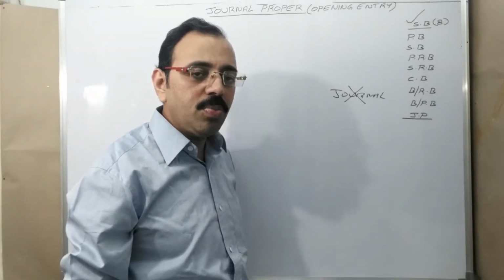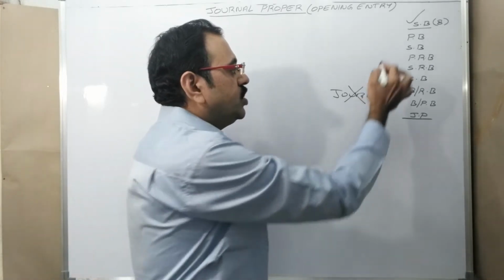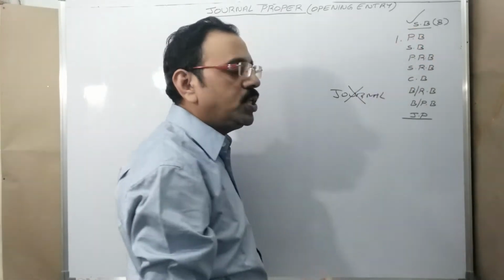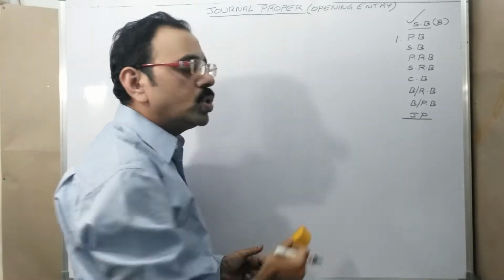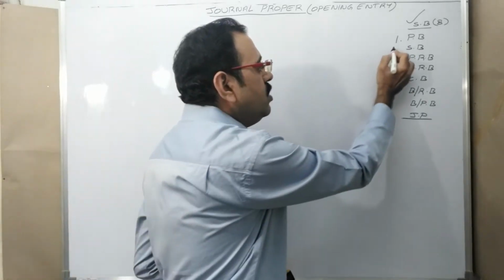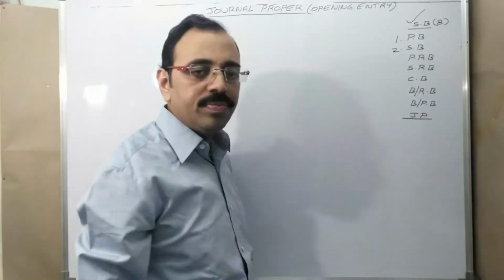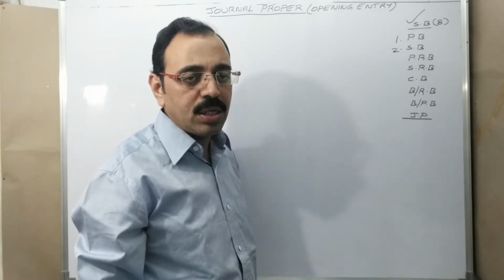Total how many subsidiary books are there? 8. What are they? First one is purchase book. What we record in this? When goods are purchased on credit. Then second one, sales book. When goods are sold on credit basis.